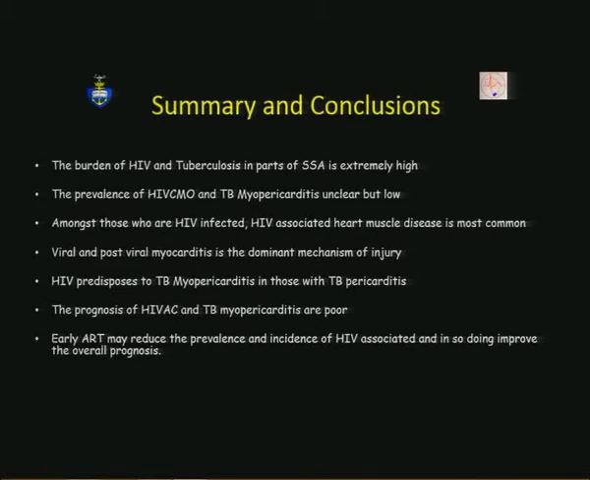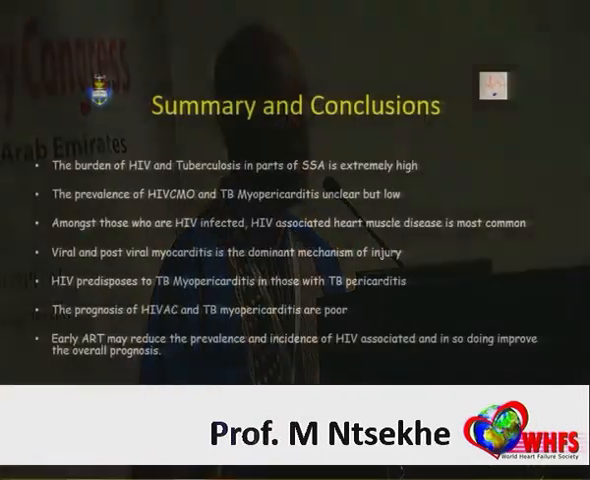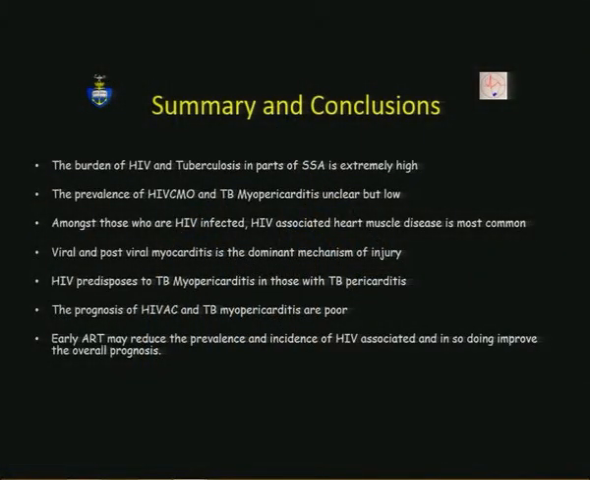Viral and post-viral myocarditis seems to be the dominant mechanism of injury, and in those with TB pericarditis, HIV does seem to predispose to heart muscle involvement with depressed LV ejection fraction. The prognosis of both HIV-associated cardiomyopathy and TB myopericarditis is quite poor, and hopefully by introducing antiretroviral therapy early, we may be able to reduce both the prevalence and incidence of both, and in so doing, improve the overall prognosis of our patients.